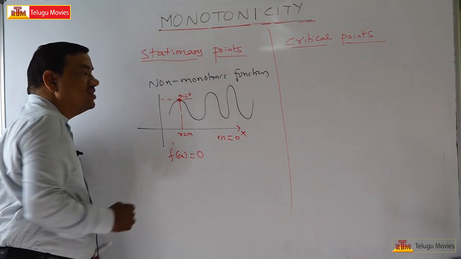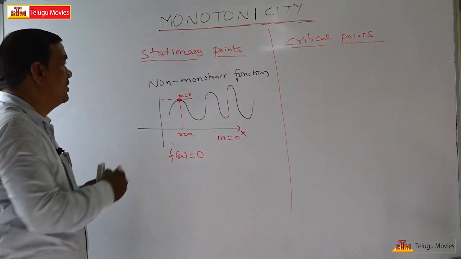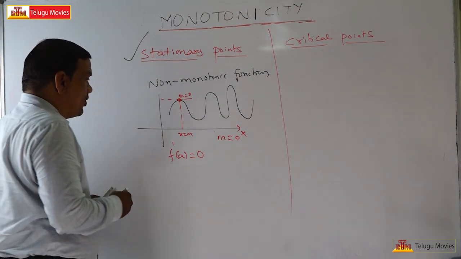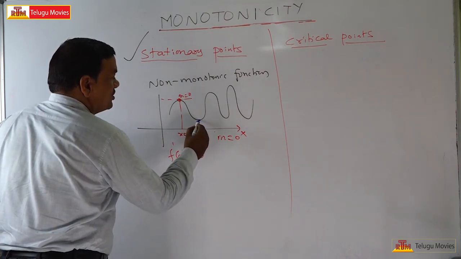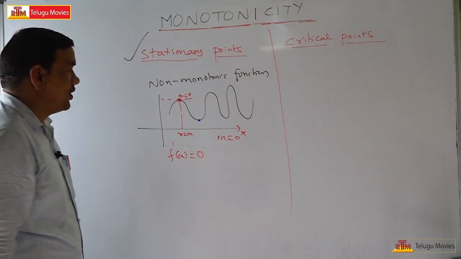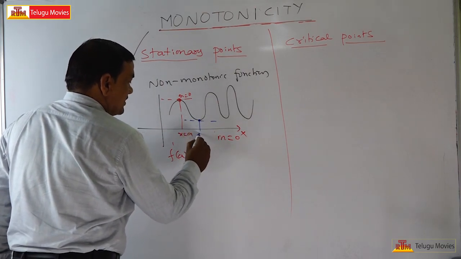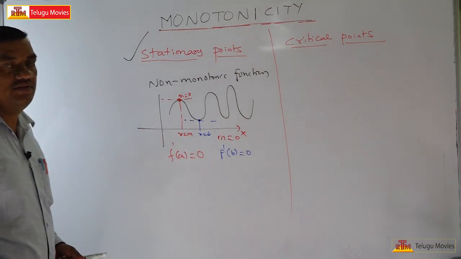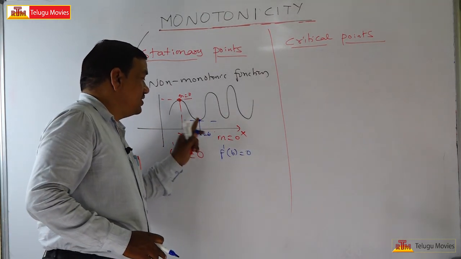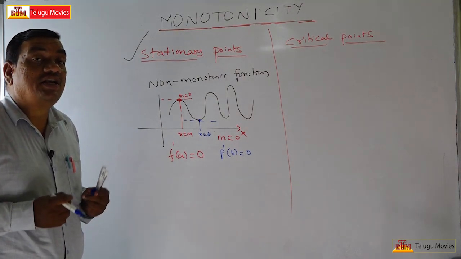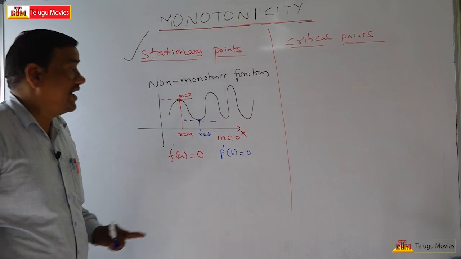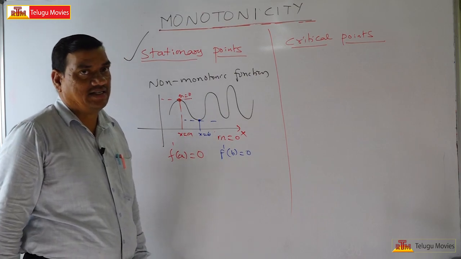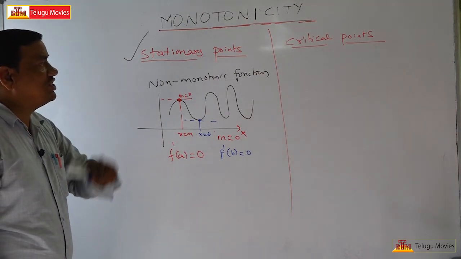This point is called a stationary point. Understand? Here one more stationary point is also there. If you draw the tangent here, at x is equal to b, f dash of b is equal to 0, if it exists, then we call it a stationary point. There the tangent drawn at the point is parallel to the x-axis. Those points are called stationary points.